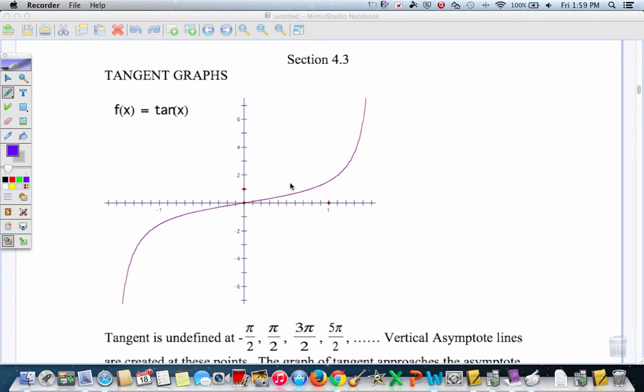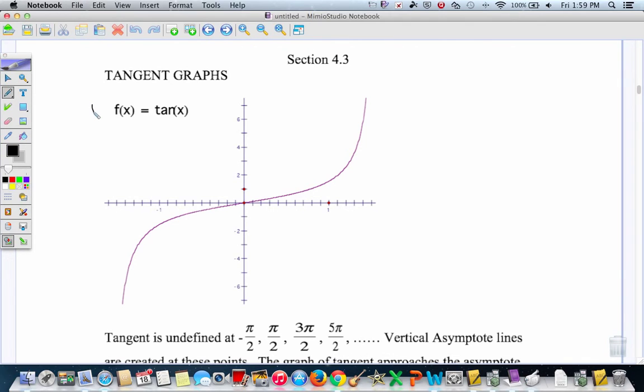Go ahead and graph the tangent functions. Tangent, as you can see here in the picture, has a graph that is completely different from the sine and cosine graphs we worked with in the past couple days. Starting out, tangent has what we call asymptote lines.